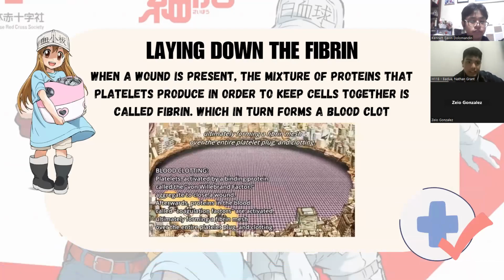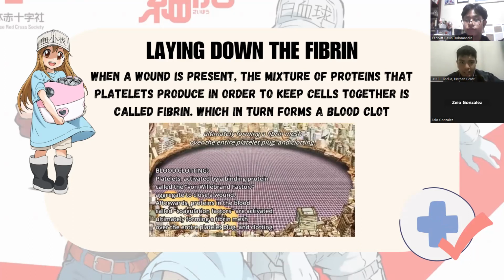So blood clot, or laying down the fibrin. When a wound is present, the mixture of proteins that platelets produce in order to keep the cells together is called fibrin, which in turn forms a blood clot, or creates a wall that would cover the wound to stop further bacteria from entering the body.